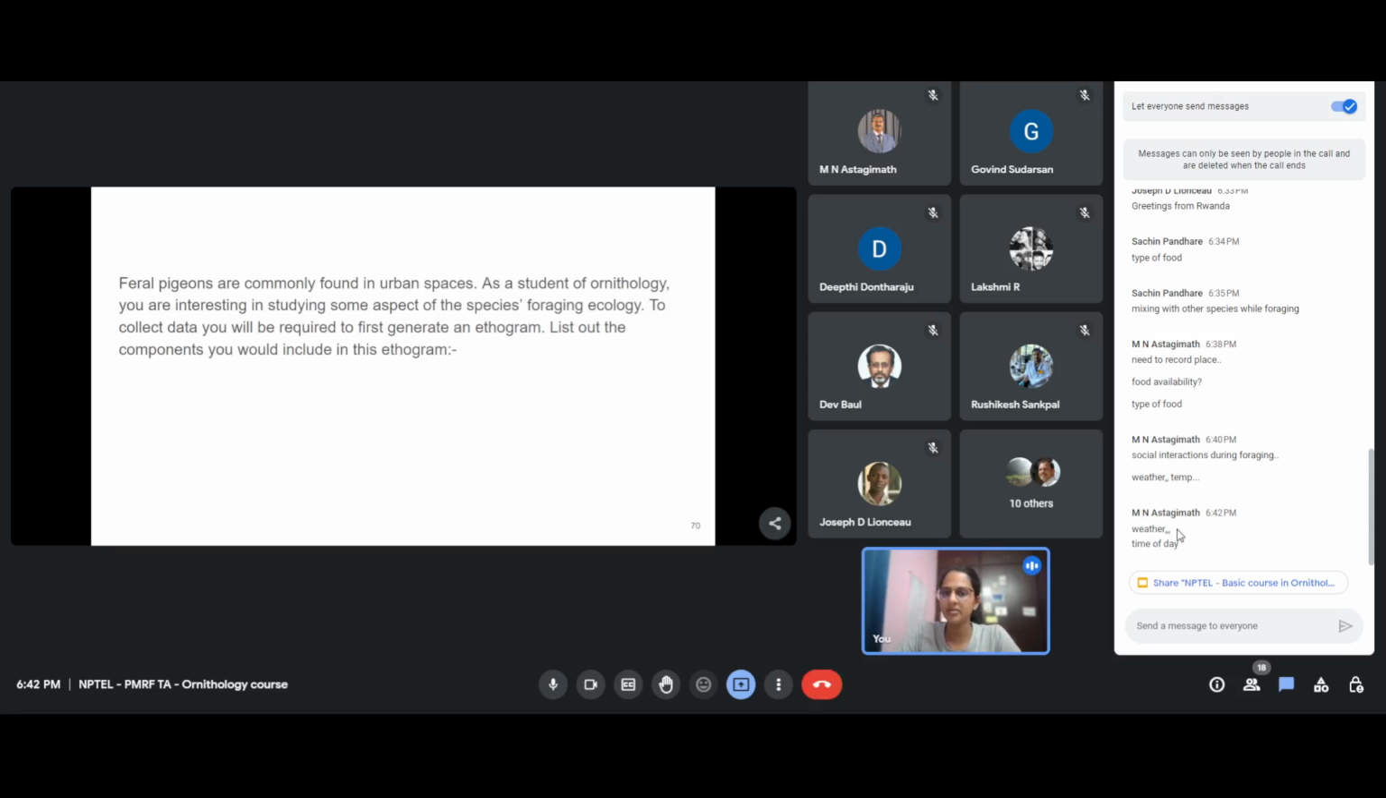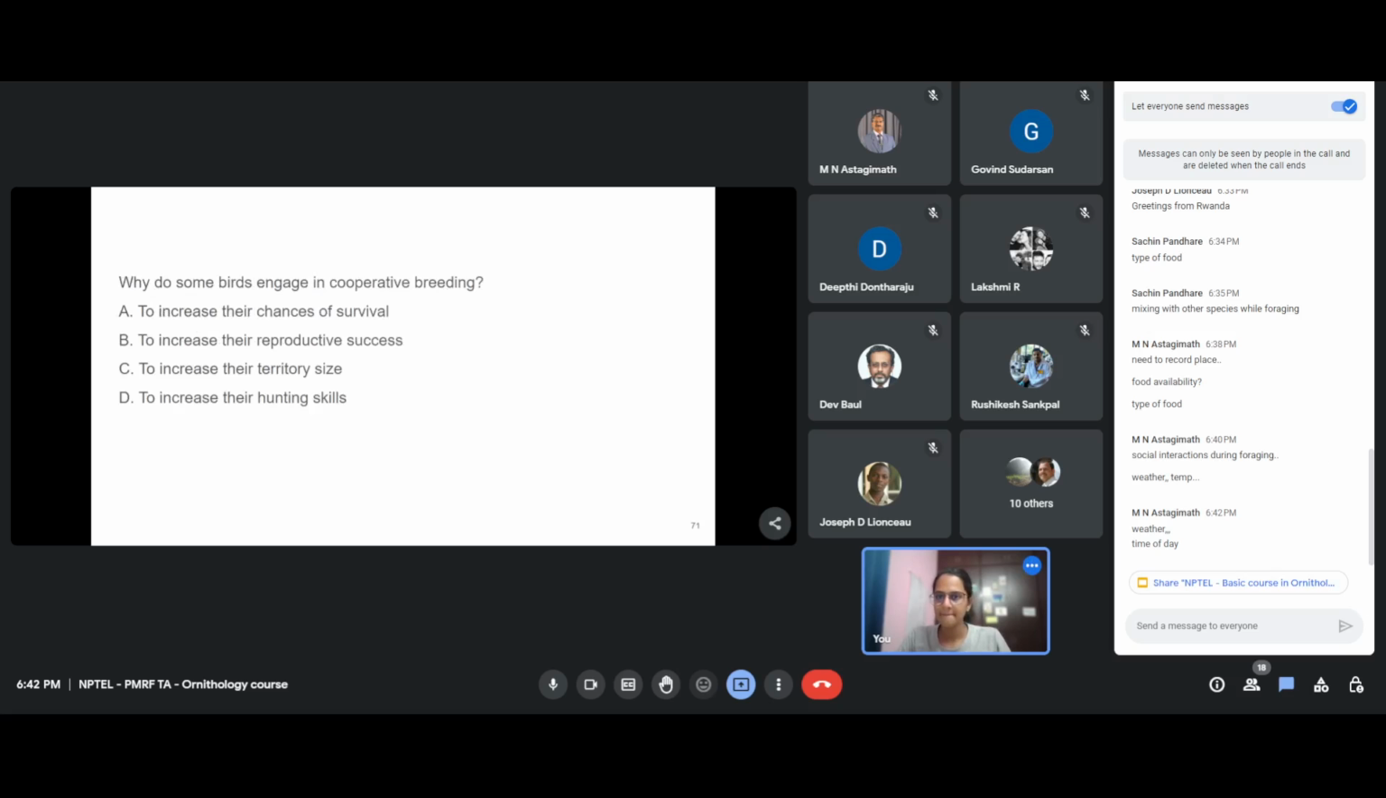Okay, so everyone does have a good idea of how to create an ethogram, which is good. I am going to go on to the next question. Why do some birds engage in cooperative breeding? To increase their chances of survival, to increase their reproductive success, to increase their territory size, or to increase their hunting skills? If you had to pick only one.